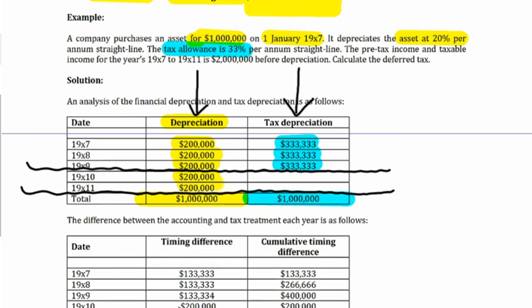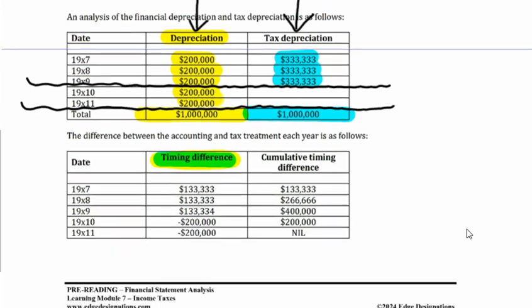Okay. Now, what do you notice as you come down the page over here? We call this a timing difference. Okay, let's put that over there. And a timing difference is just the difference due to timing. So, in the first year, what's the difference between depreciation and tax? Everyone comfortable? 133,333. Between the 200,000 that I took for depreciation versus the 333 that I took for tax.